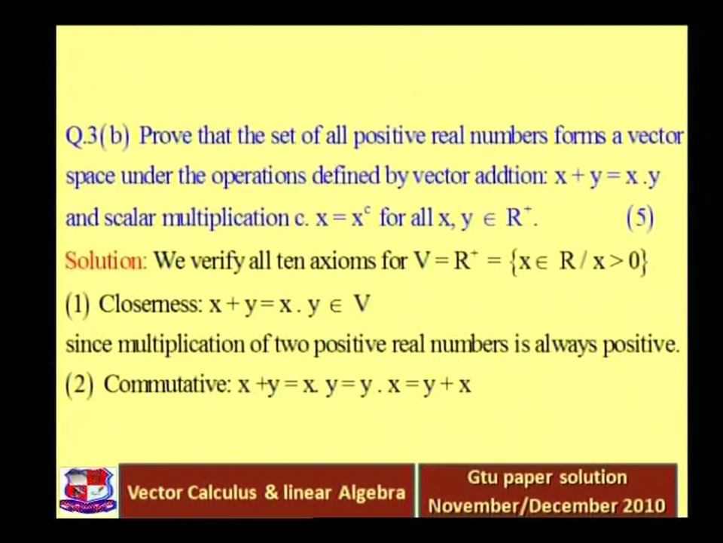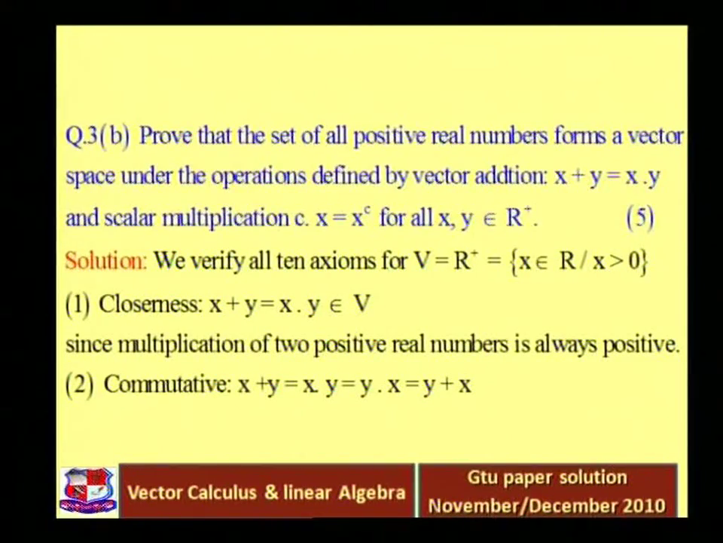Identity means for any u belonging to V, there exists an identity element, call it theta, belonging to V such that u plus theta is equal to u. Then inverse: there exists minus u belonging to V such that u plus minus u is equal to the zero element, right. So these 5 conditions are for addition, and the other 5 conditions are for scalar multiplication. In scalar multiplication there is also closedness, then the associative law, then 2 conditions for the distributive law, and the last one is 1 into u is equal to u.